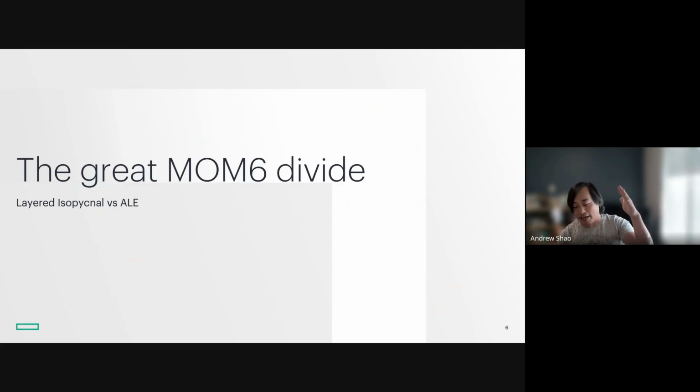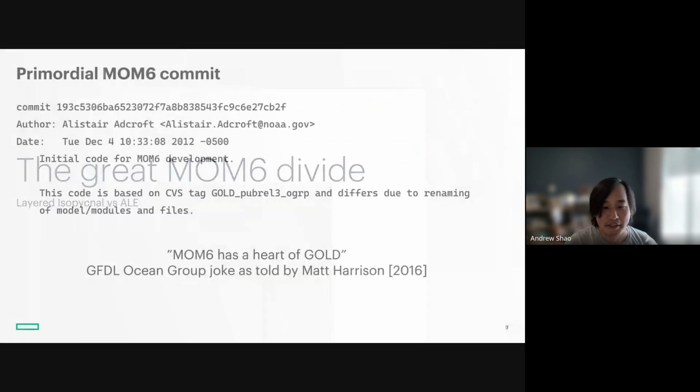And now I really want to jump into this description, before jumping into the full ALE portion of it, of kind of this divide that exists in MOM6 between the layered isopycnal mode and the ALE mode. Again, I don't really want to go into the dynamics of it, but I'm also going to use this as a way to review some of the formulation and motivate why MOM6 is the way that it is.